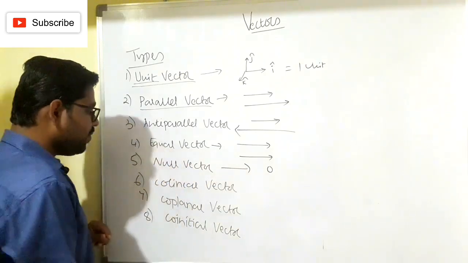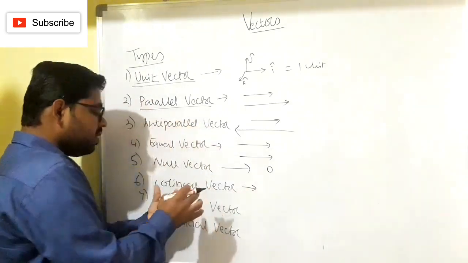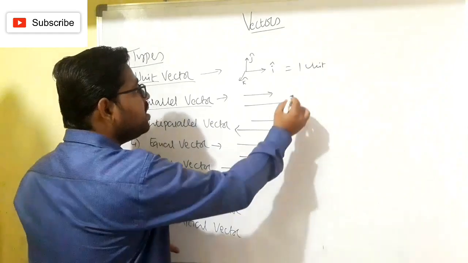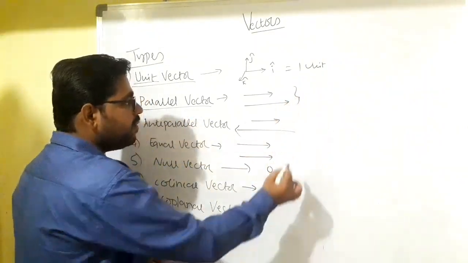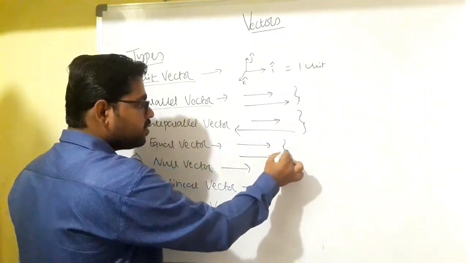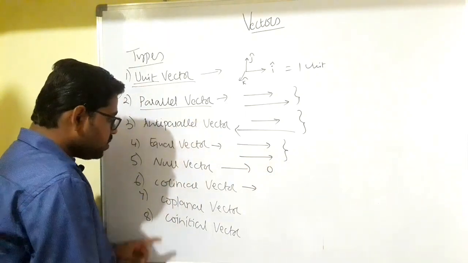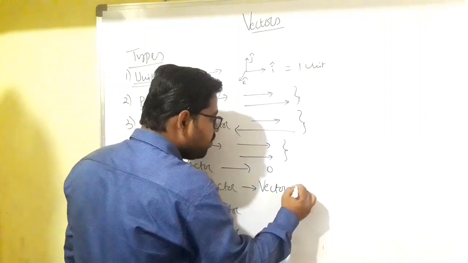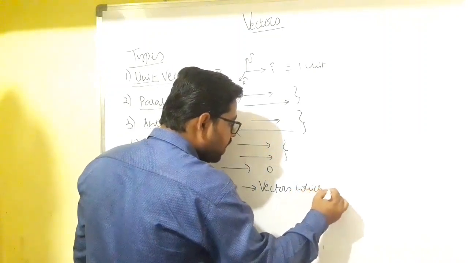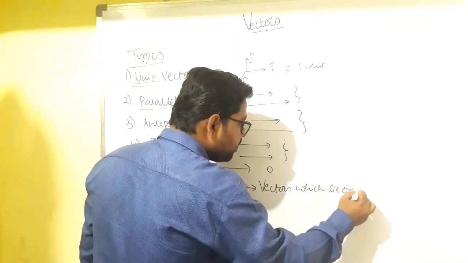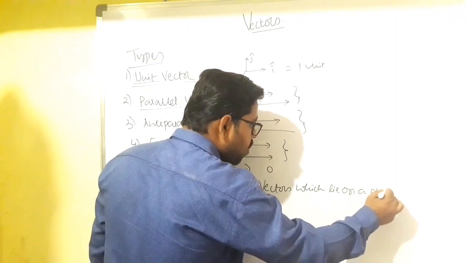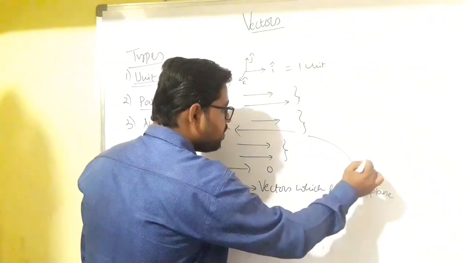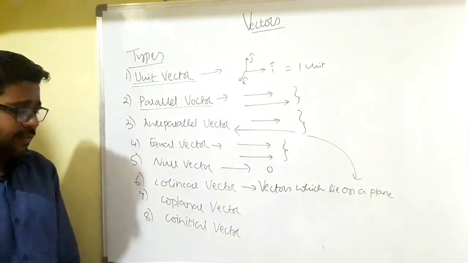Then collinear vector. Collinear means these all lie on the same plane. So that means here also it lies on the same plane. This also lies on the same plane. This also lies on the same plane. Right? So the vectors which lie on a plane are called collinear vectors. Okay, we can consider these vectors, parallel vectors, as collinear vectors.